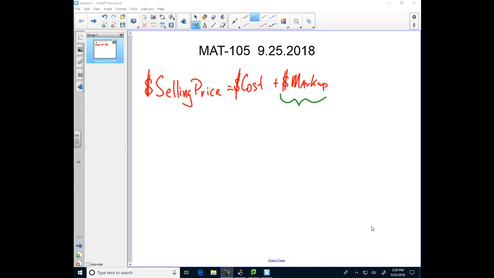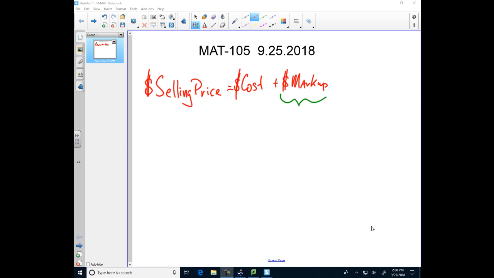So if you bought something for $10 and you wanted to sell it for $15, your dollar markup's $5. Now, depending on what you're doing, you might want to convert that into a percentage. But strictly a dollar markup is just a dollar figure. And it's pretty easy to calculate. You either add something or subtract something. So don't get confused when it says dollar markup. It's just a dollar figure.